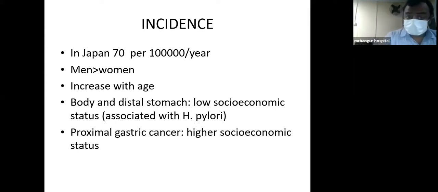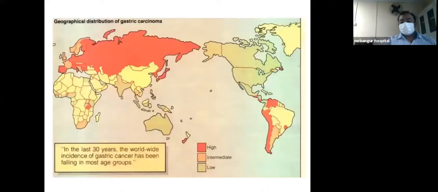As far as the incidence is concerned, it has been found that men are affected more than the women, and it increases in incidence as the age increases. It has been found that there is also a relation with the socioeconomic status. Stomach CA occurring in the body or the distal stomach has been found to be more in the group of people belonging to the low socioeconomic status. Whereas proximal gastric cancer has been found in those people belonging to the higher socioeconomic status.